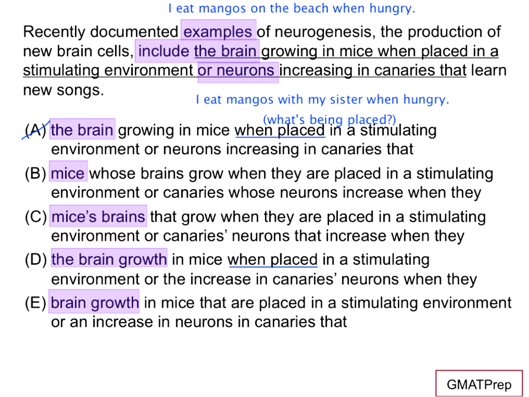All right, so in D, they also just do this "when placed" thing. They don't put something here. And then we're like, wait, is it the brain growth? Is it the examples? I don't know. Okay, so D is no good.